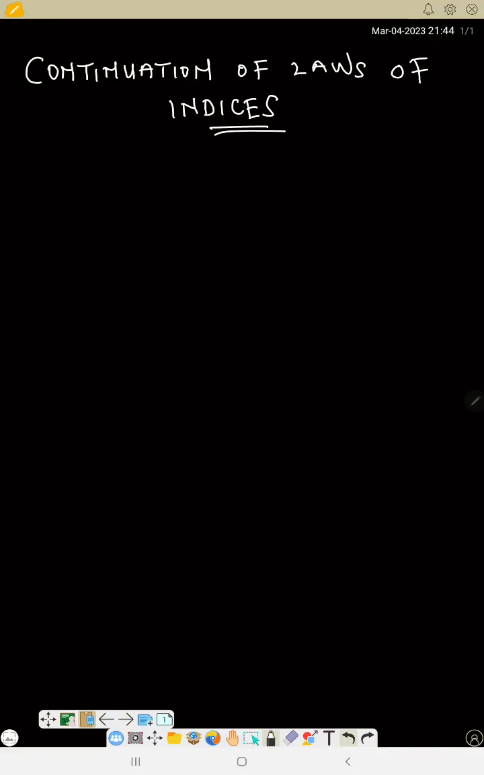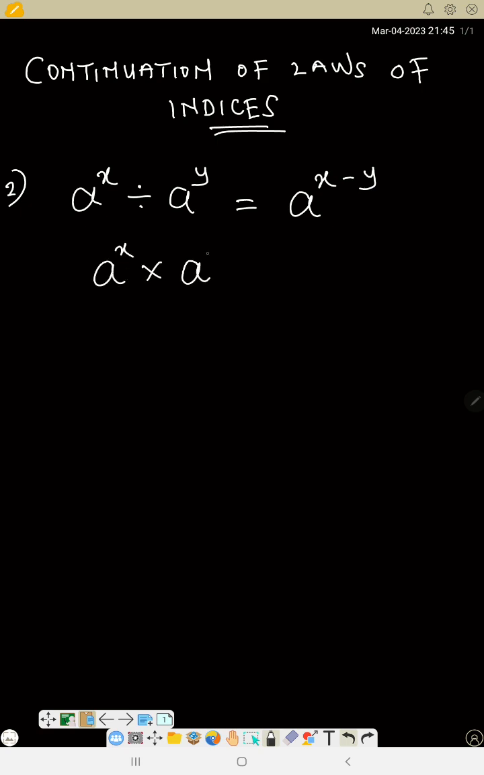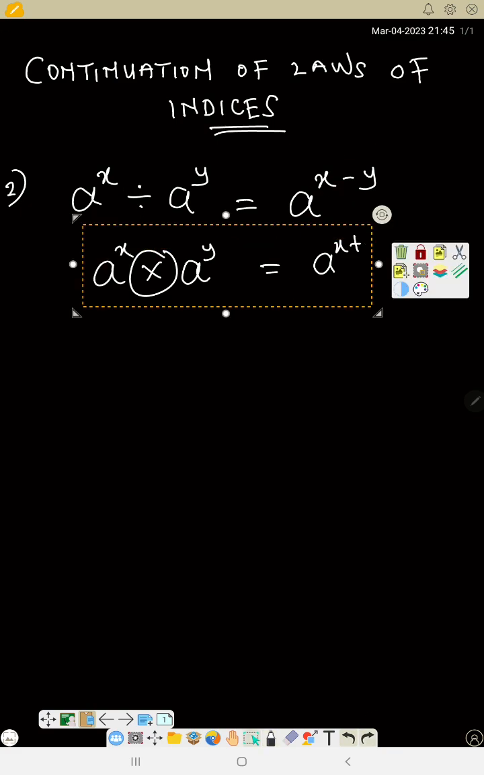Now to continue with law 2: a raised to power x divided by a raised to power y. The law says if we have the same base, and the power may be the same or different, and you have division here, then you subtract the powers. Remember, when it is a raised to power x times a raised to power y, if it is times, you add the powers, but if it is divide, then you subtract the powers.